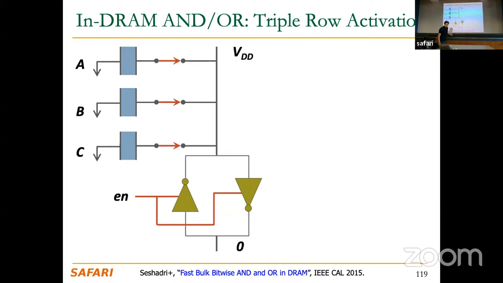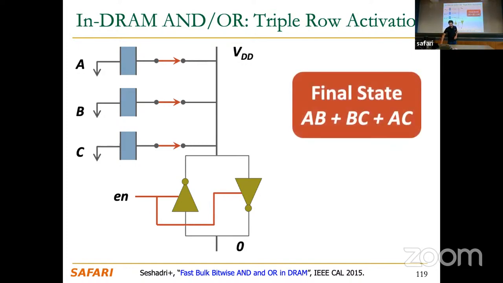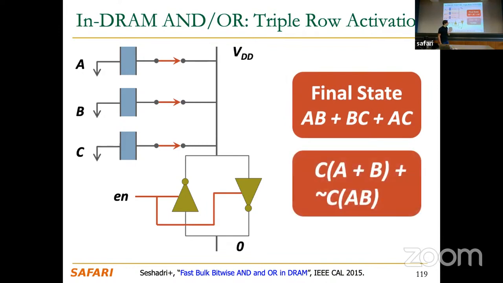So that's the key idea of AMBIT, the key idea of this in DRAM, and an OR operation. The final state is this, that's essentially a majority function, and this majority function can also be represented as this. So you have two rows that will contain operands A and B. You can either do OR or you can do AND, depending on what's the value in row C. If you have all zeros, you will be doing AND. If in this row C you have all ones, you will be doing OR in all the different bitlines of the same rows.